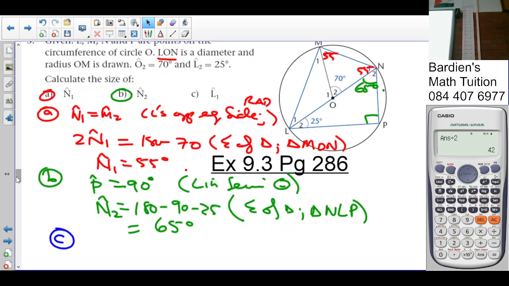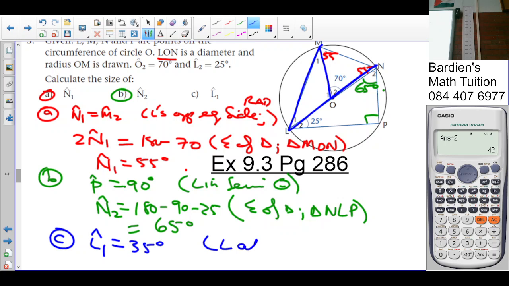Well, what was the issue? When I read through this, I fill in whatever I know. Whatever the story tells us, that's what I fill in. And that should help a lot. So start doing it like that. People, we see that angle at center is twice angle at circumference, so L1 is half of 70, which is 35 degrees. Reason: angle at center equals 2 times angle at circumference. You all agree with that?